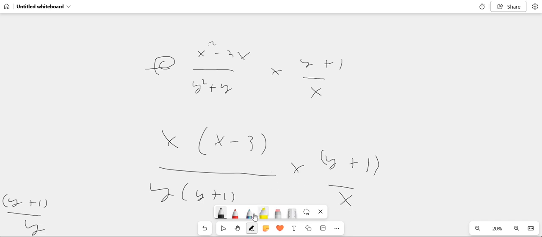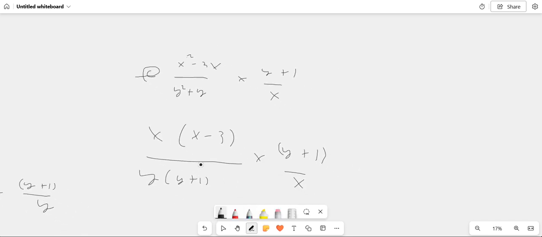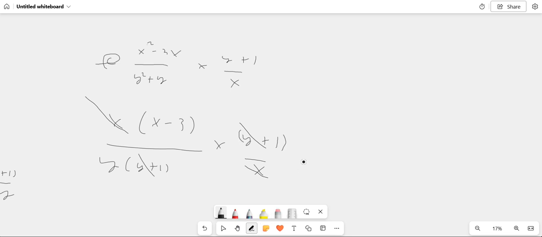And obviously, when we times that together, the bottoms are going to be connected and the top's going to be connected, yeah? So I can cancel, before I even combine, I can just cancel x there, cancel x there, cancel y plus 1, cancel y plus 1, so that just becomes 1. So now all we're left with here is just x minus 3 over y, yeah?